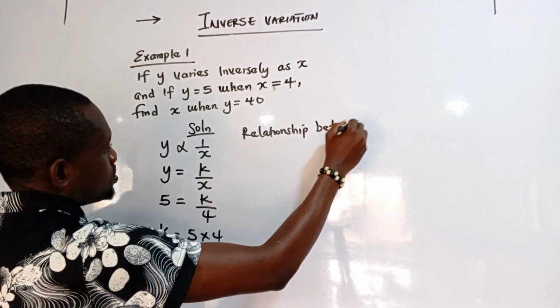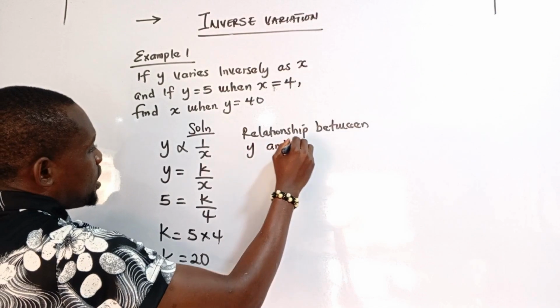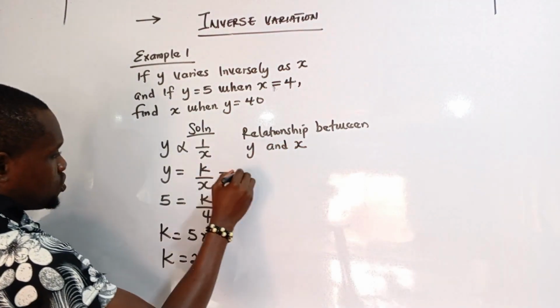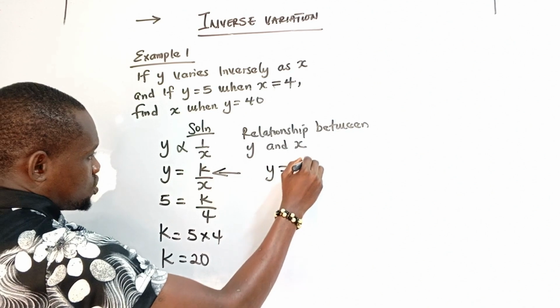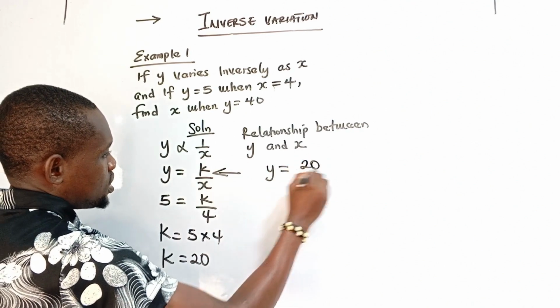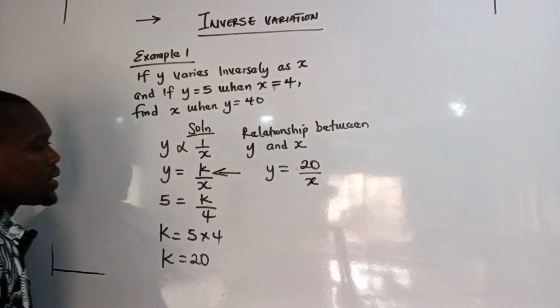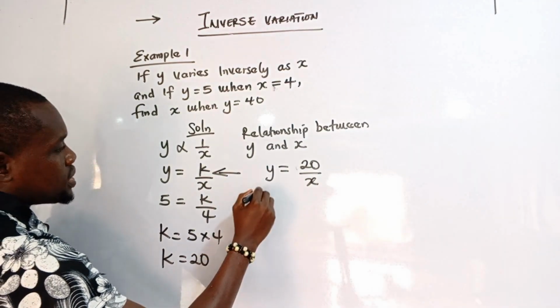So from here now, we can say that the relationship between y and x is, we fall back to this place. We have y is equal to k, sorry, the value of k now is 20, all over what? All over x.